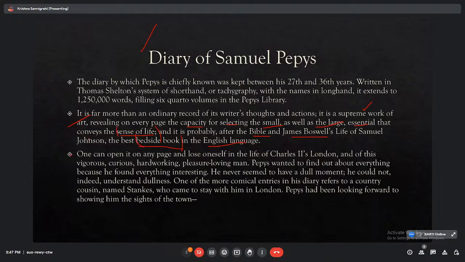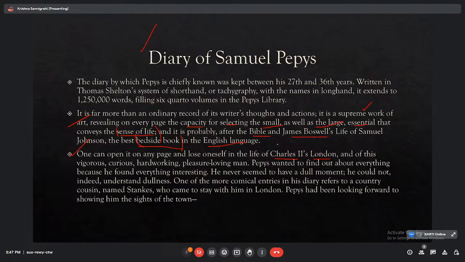So one can open it on any page and lose oneself in the life of Charles II's London, and of this vigorous, curious, hardworking, pleasure-loving man. So his world, that is the writer's world. You can open it on any page and lose yourself in the life of Charles II's London. A very realistic description of Charles II's London. A very vigorous, curious, hardworking, pleasure-loving man's account of Charles II's London.